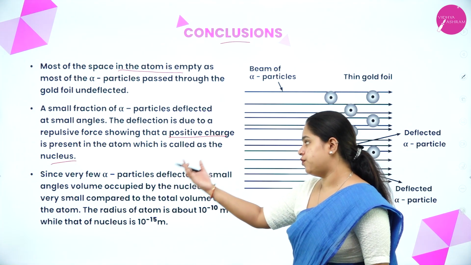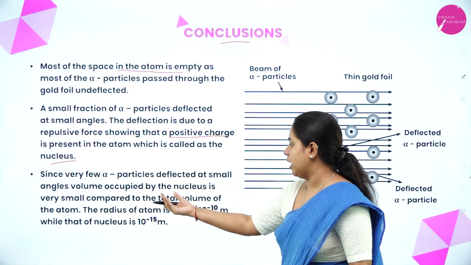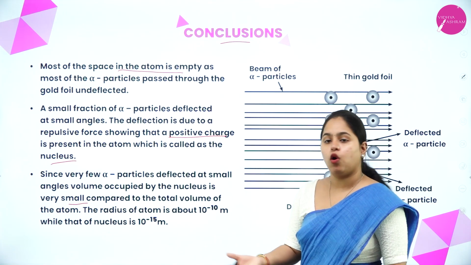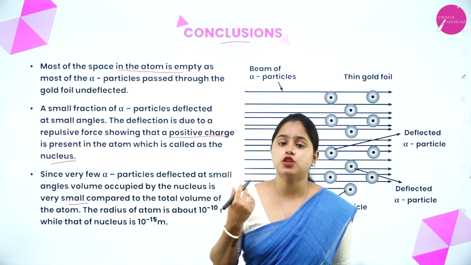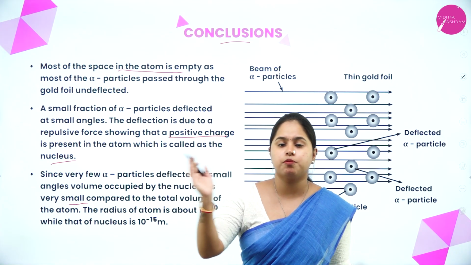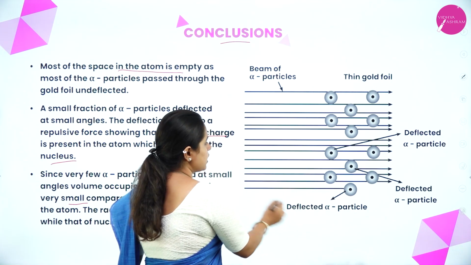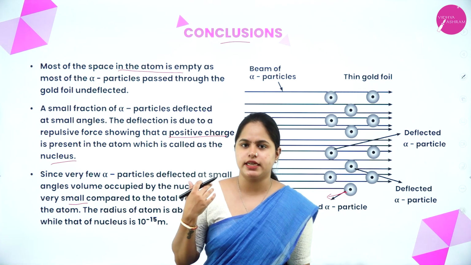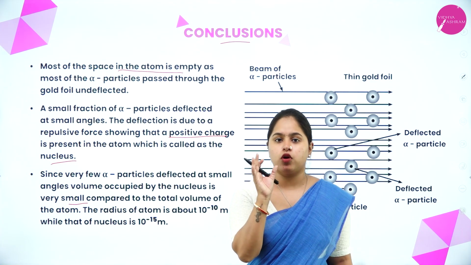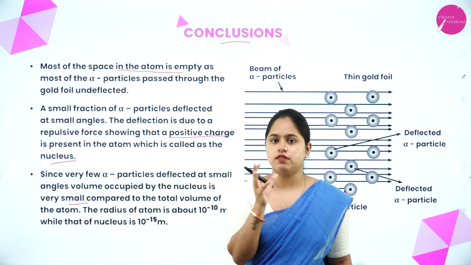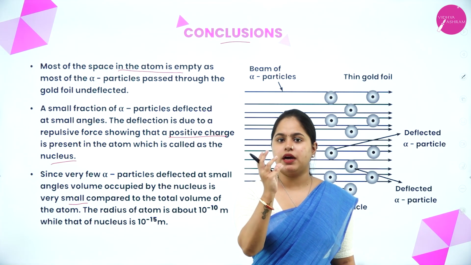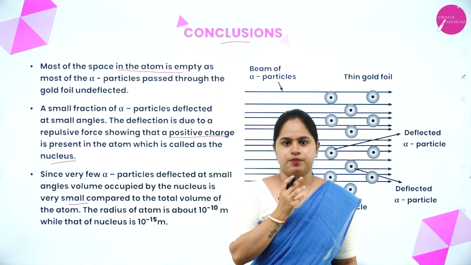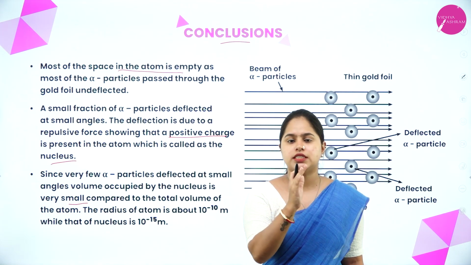Yes. Now the third one, since very few alpha particles deflected at large angles, the volume occupied by the nucleus is very small compared to the total volume of the atom. Yes, from the experiment, he was able to observe that only very few of the alpha particles deflected back at exactly 180 degrees. You can see that only a few of them are deflecting exactly backwards. That is because the volume of the positive charge, yes, we understood that there is a positively charged nucleus there, the volume occupied by the nucleus inside your atom is very, very small compared to the whole size of your atom. That is why only a few of them are deviating at 180 degrees.